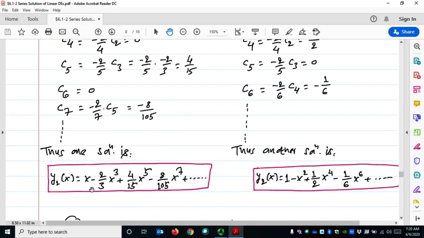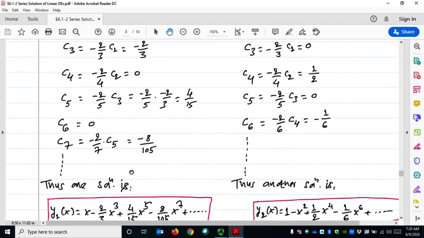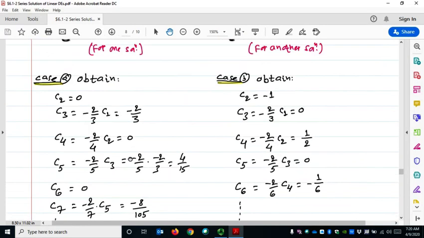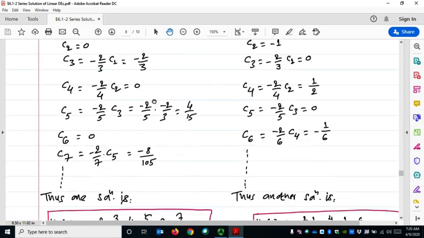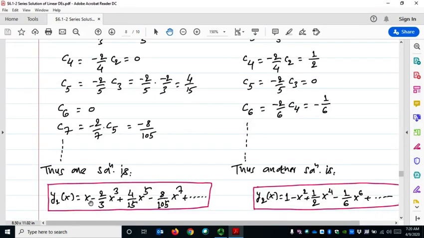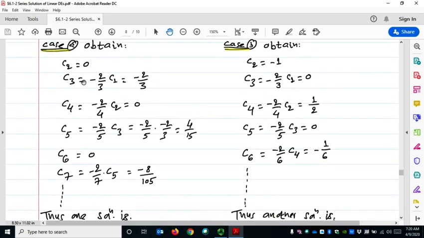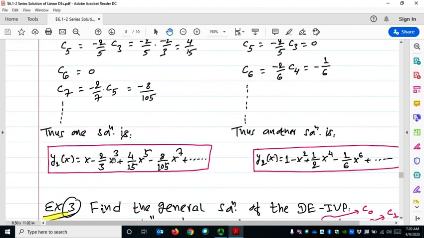So y1(x) equals, what is my first term here? The first term is c1 x, plus c2 x squared plus c3 x cubed plus c4 x^4, c5 x to the power 5. But what are the coefficients here? Non-zero: only c3 is non-zero, c5 non-zero, c7 non-zero. So we have c3, c5, c7, and so on.